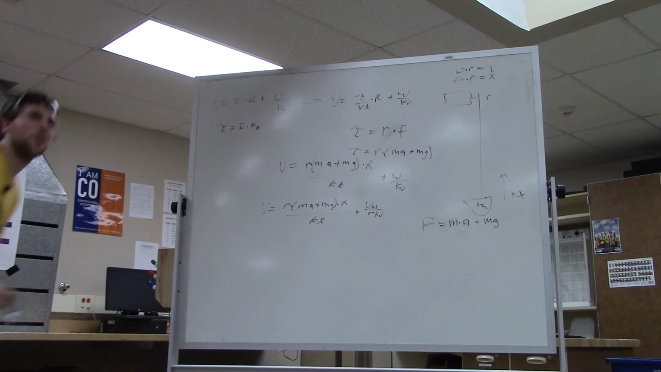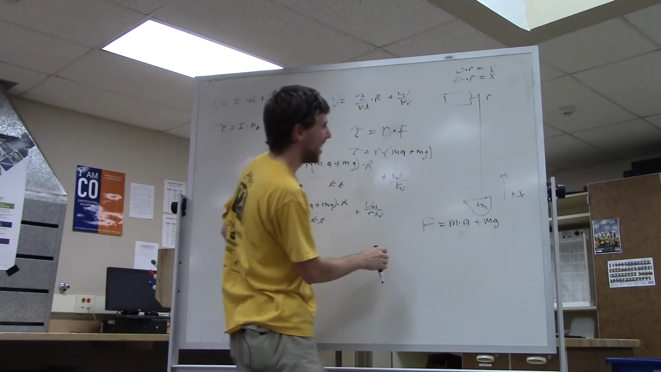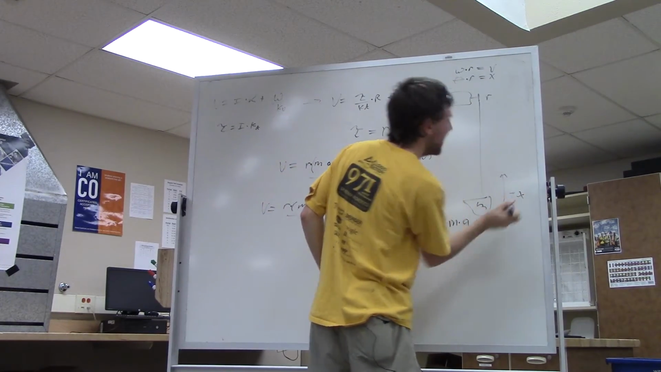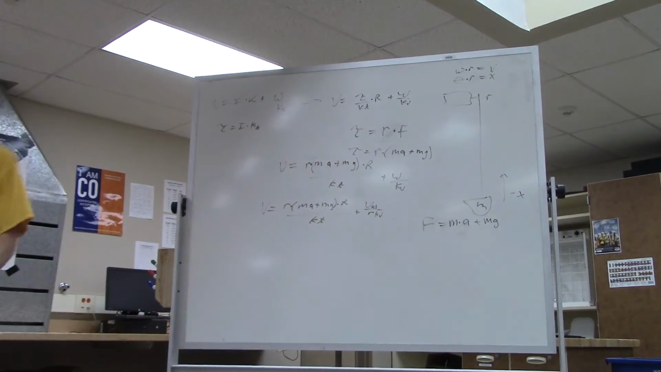So we already have the signs relative, I think we just reverse the coordinate system. Okay, we can make this minus x. It's a little bit of a hack, but we'll go with it.